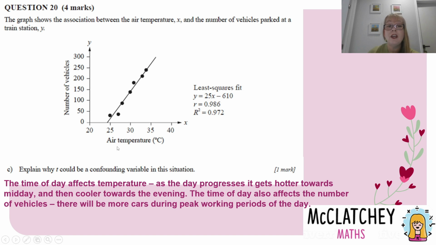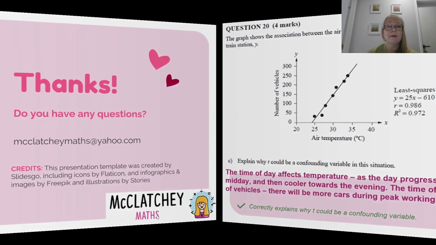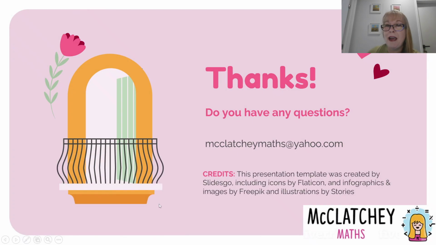And to get the mark, you had to actually talk about both. So there was a bit of work there for one mark. So we've correctly explained why time of day could be a confounding variable. Well, that's the 2 questions in the paper on bivariate data.